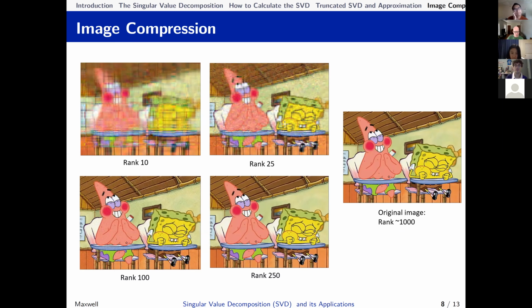And at rank 25, the quality increases pretty noticeably. And then at 100, it's really good quality. And at rank 250, the quality is basically the same. Like it's the same image in my eyes. So that shows the power of the SVD. You store basically the same image with 1/4 of the data.